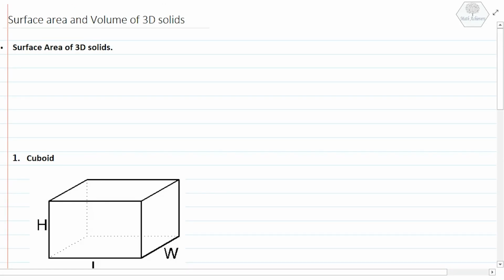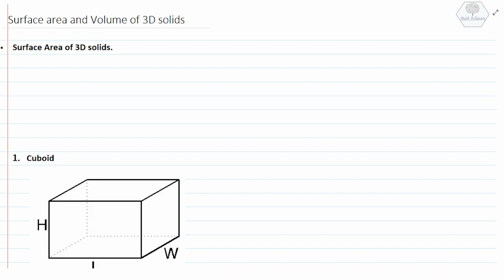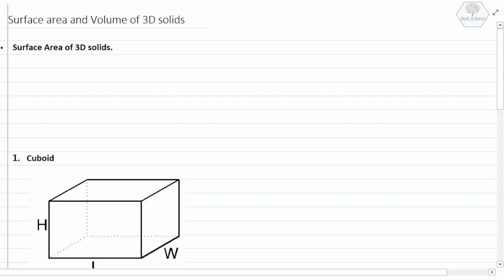Our lesson now is about the surface area and volume of 3D solids. Let's start with the surface area of 3D solids. The surface area of 3D solids is simply the outer area of the surface of all the planes of a solid. In order to find the surface area of any 3D solid, I can simply add up the areas of each plane that a solid has.